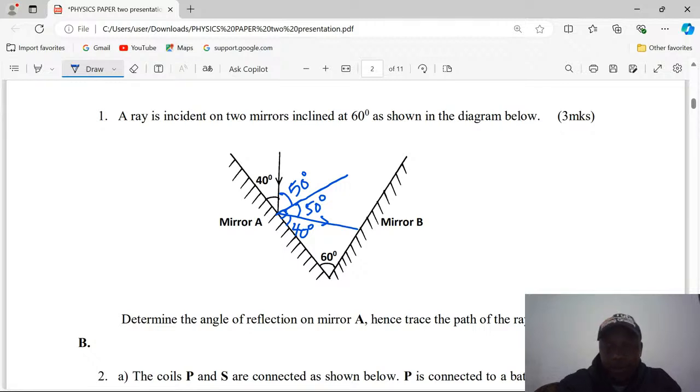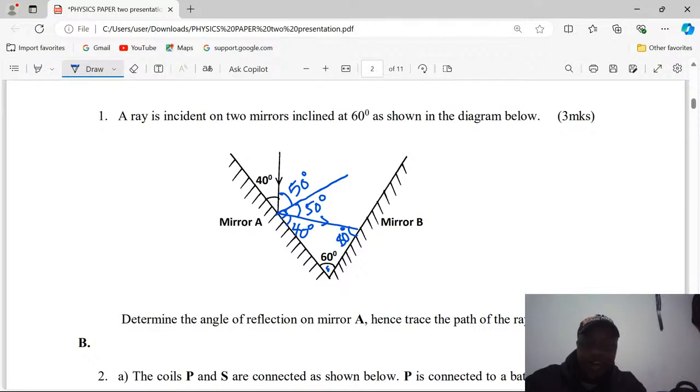And now we can see the ray is incident again on mirror B. If it's incident on mirror B, then it means we have a 40 degrees angle, and a 60 degrees angle at this point. That is 100. So the angle here is going to be 80 degrees. So the angle there is 80 degrees.